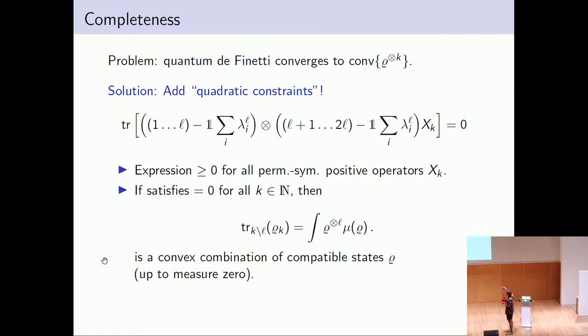If this constraint is zero for all levels of the hierarchy, then this constraint implies that this reduction is a convex combination of quantum definite states, of states with compatible spectra, up to some measure zero. And with this we have completeness. That means this hierarchy detects every incompatible state.